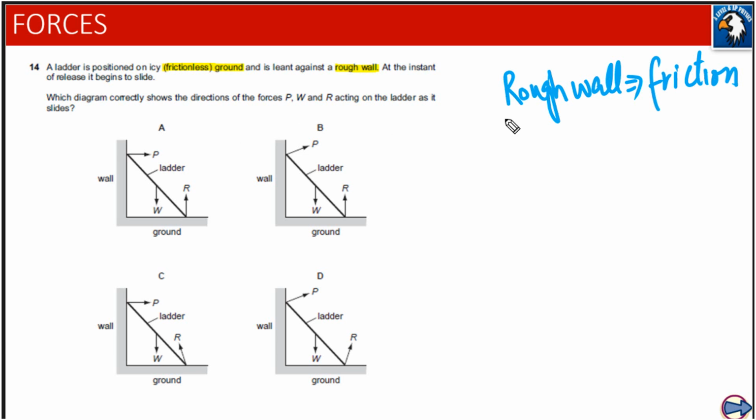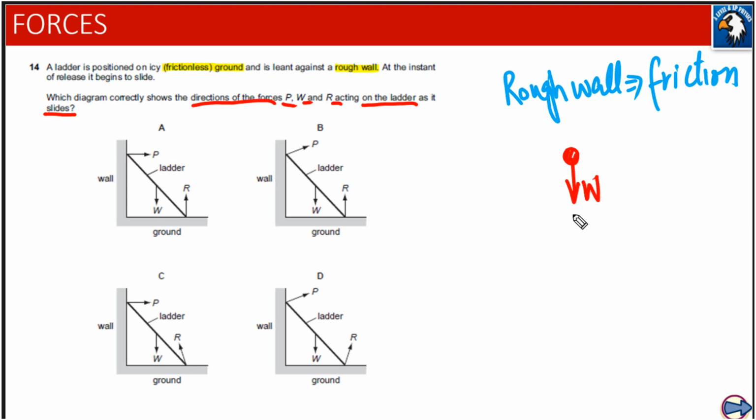Now, what we need to find out is to show the direction of forces P, W, and R acting on the ladder as it slides. So we need to find the directions of P, W, and R. The first thing we need to understand is that weight always acts downwards.